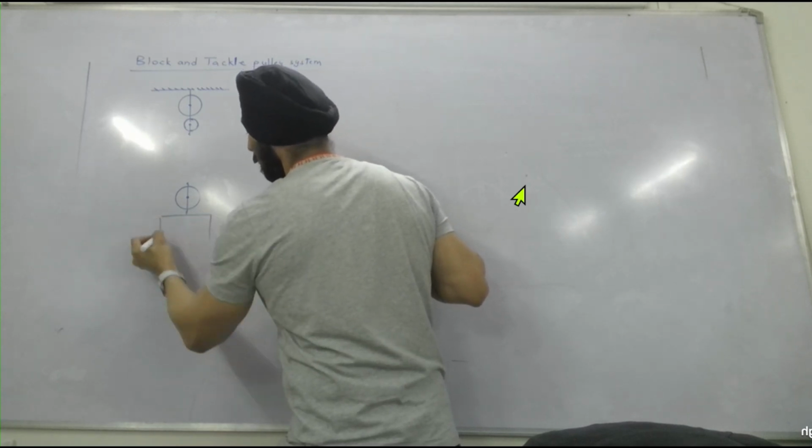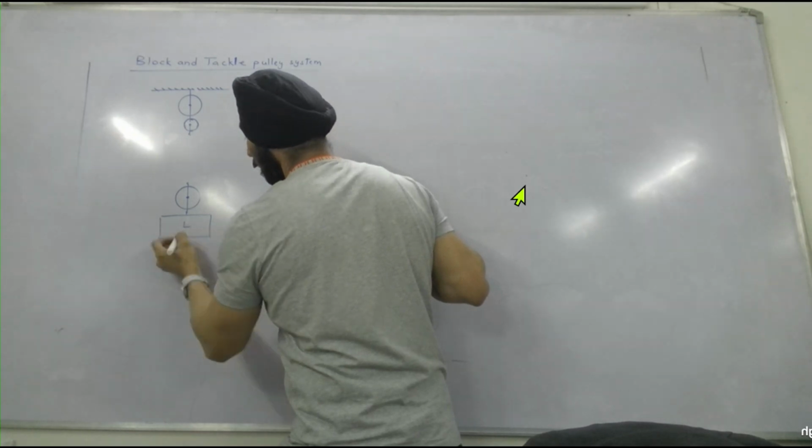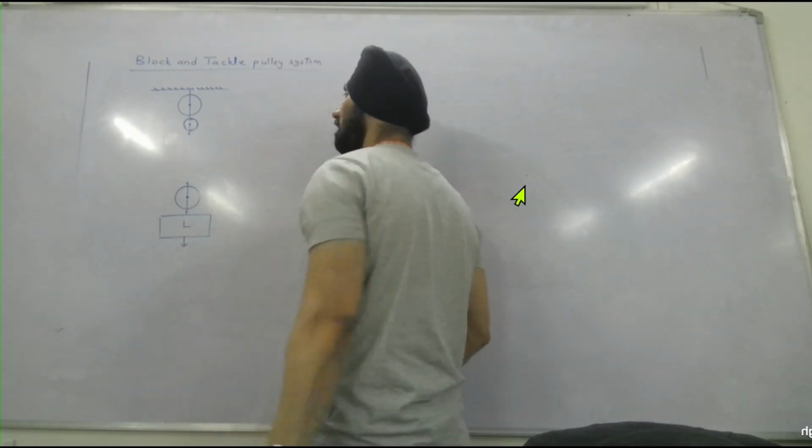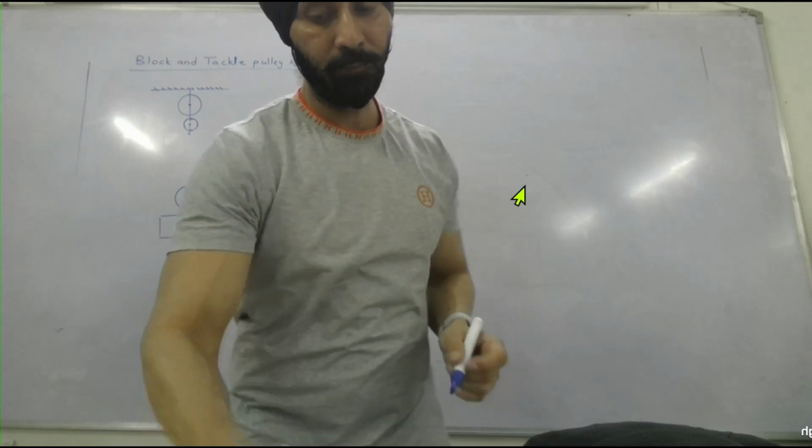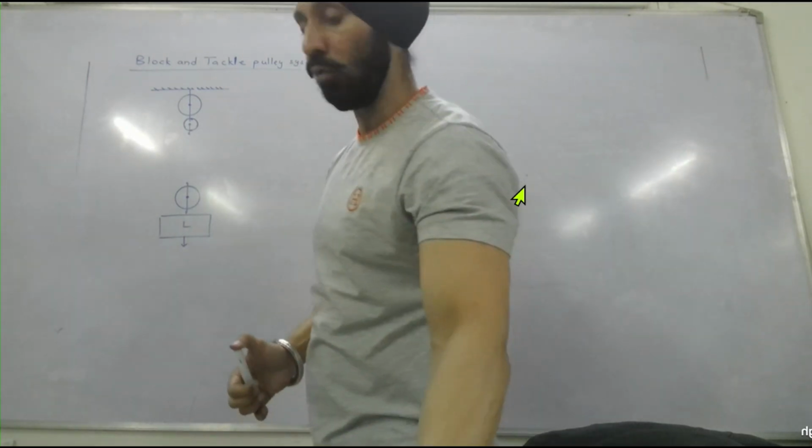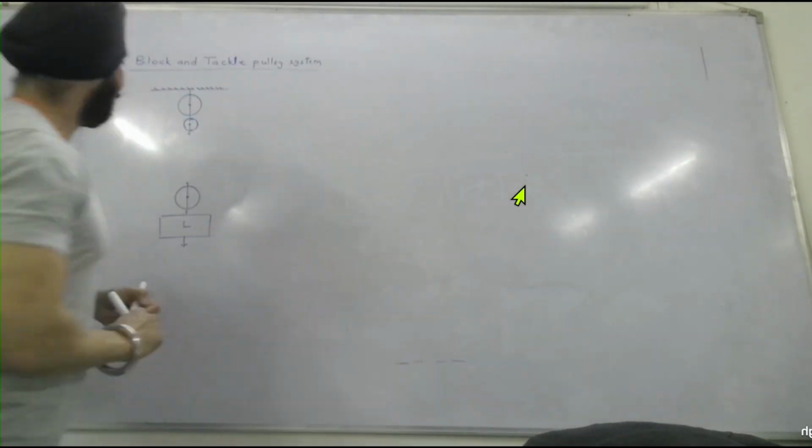And a load attached to this pulley, a big one. Downward arrow always, don't forget this. Now, how to draw the rope? Watch carefully how to draw the rope. How to start? Always start from here.